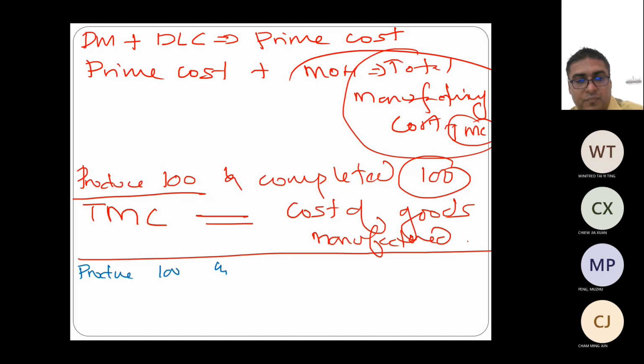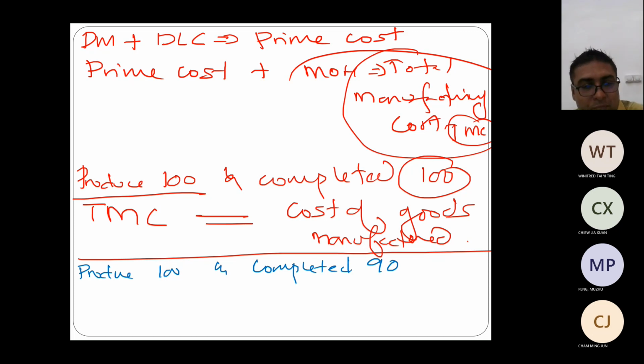Produce 100, completed 90. What does this mean? I was processing 100 units, correct or not? And out of these 100 units that I was processing, did I manage to complete every single 100? Did I manage to complete the entire 100? No, I only managed to complete 90. Correct or not? So therefore, is there some remaining goods that was not completed?